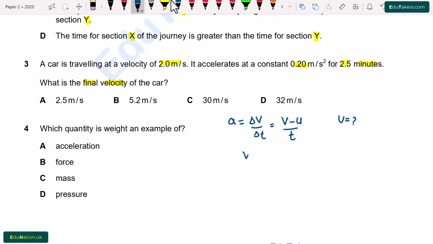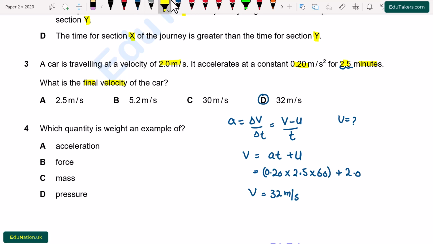So it will be equal to at plus u, where acceleration is 0.20 multiplied by time. Time is given 2.5 minutes and we have to convert this into seconds. So I write here 2.5 multiplied by 60 plus initial velocity which is 2.0 meter per second. So the value of the final velocity will be equal to 32 meter per second. From here option D is correct.